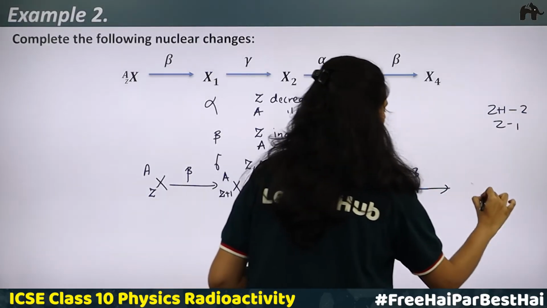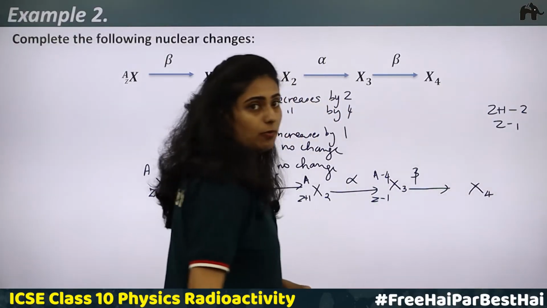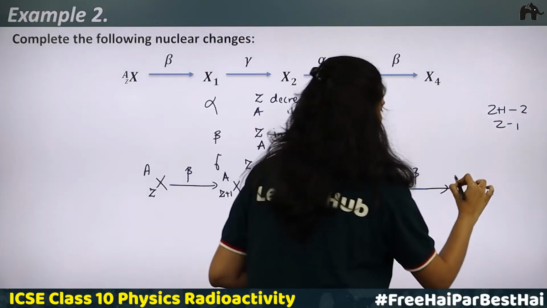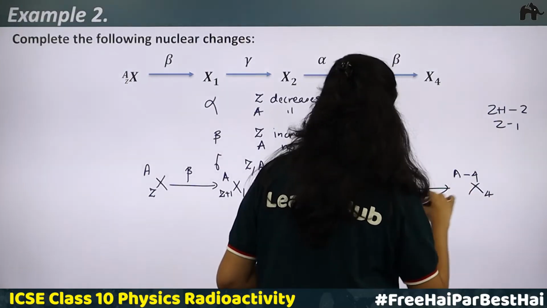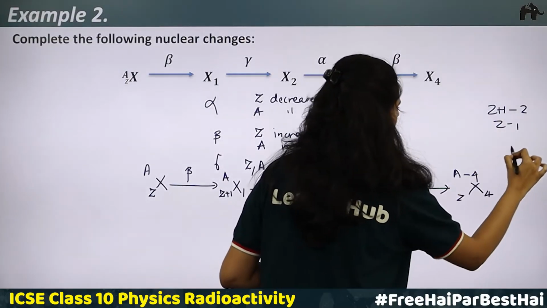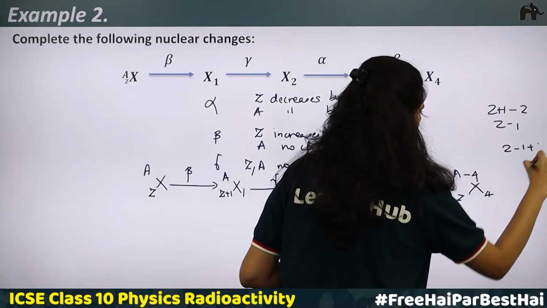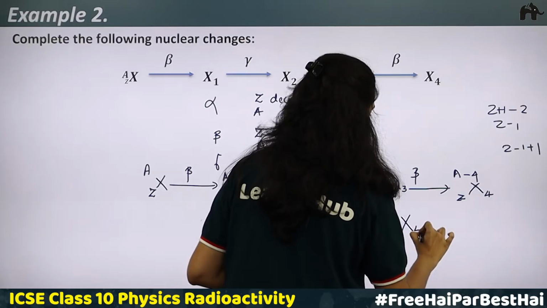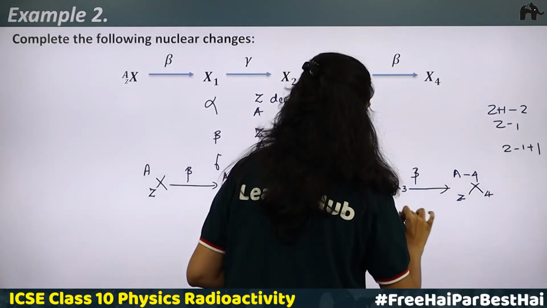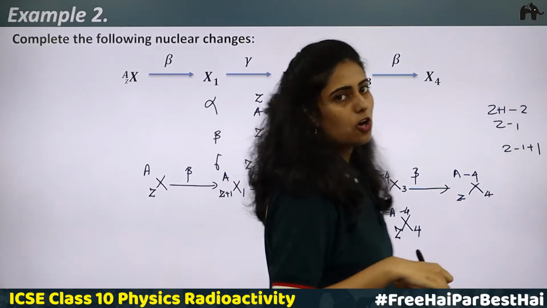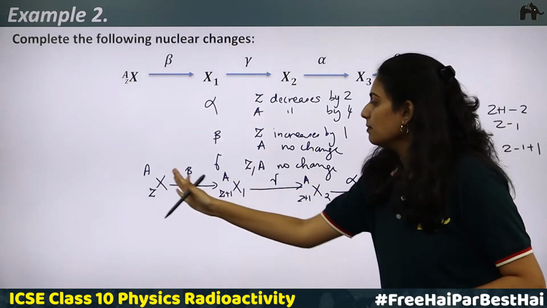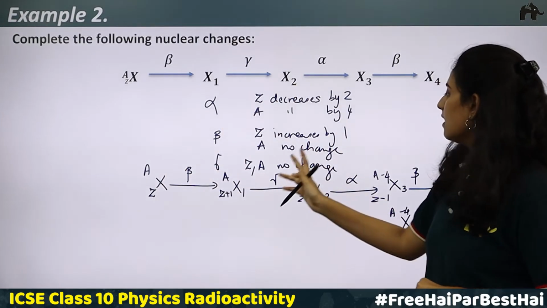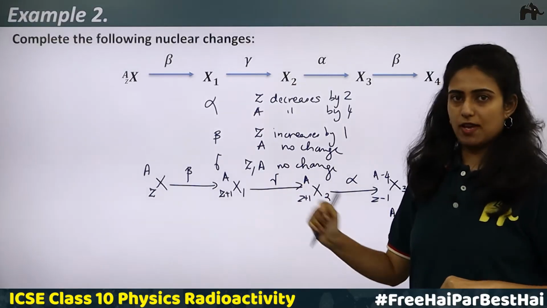During beta emission, what happens? The atomic number should increase by 1 and the mass number will be the same. So, mass number is again A minus 4. Atomic number is Z minus 1 plus 1, which is Z. So, finally, we have X4 with Z and A minus 4, which is formed from X with Z and A by two beta emissions, an alpha emission and a gamma emission.